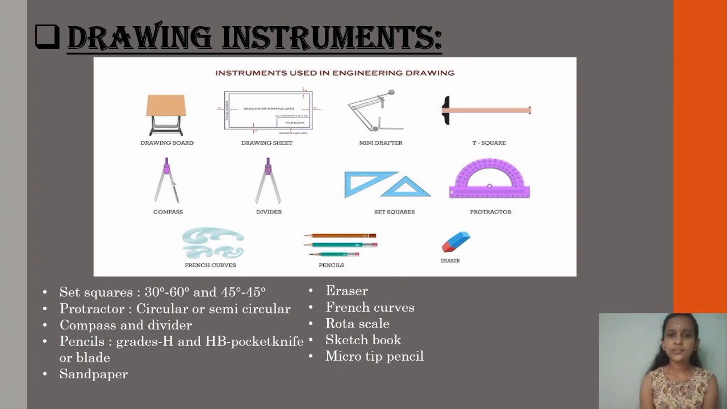There are some drawing instruments which are specially required for manual drawing in engineering drawing. They are 30°-60° set squares, 45° set squares, protractor either circular or semicircular, compass and divider, pencils of different grades like H grade and HP, pocket knife or blade, sandpaper, eraser, French curves, rota scale, sketchbooks and microtip pencil.